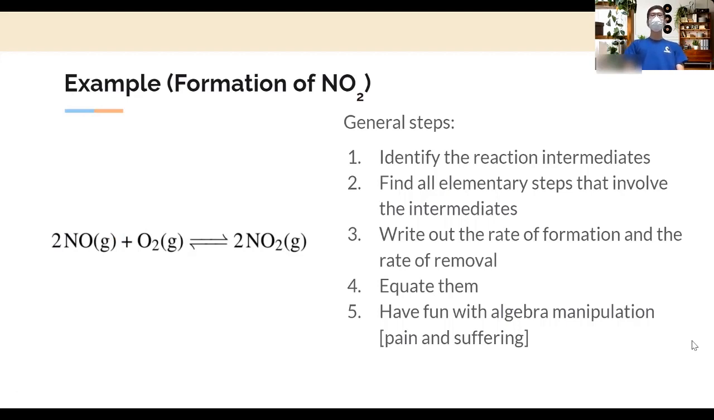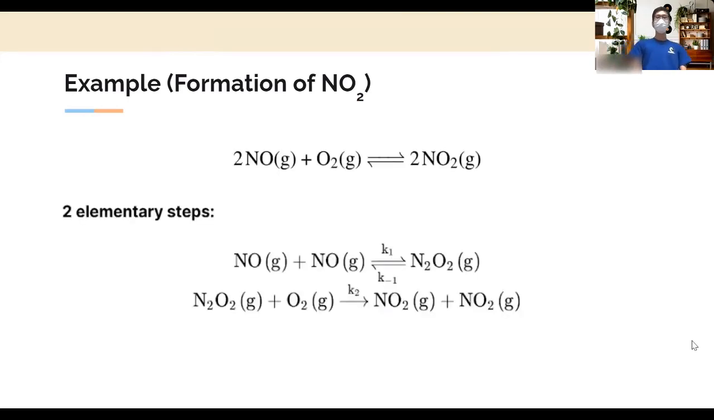And then step 2 is find all the elementary steps that involve this intermediate. And then we write out the rate of formation and the rate of removal of these reaction intermediates and equate them. And then lastly, we have fun with algebra manipulation. Yeah, so for this specific reaction, we have two elementary steps.